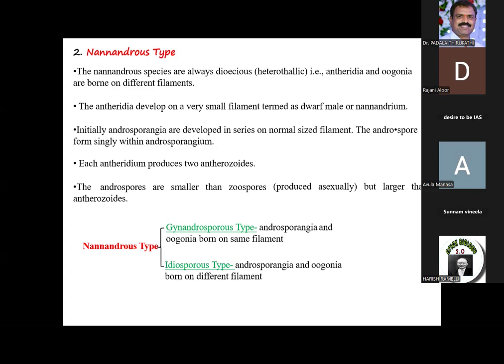What is the second one, Idiandrosporous? If androsporangia and oogonia are both formed on different plants, this is called Idiandrosporous. Oedogonium confertum is the best example. Both are very, very important. Madam, tell me the example for the idiandrosporous type. Confertum, C-O-N-F-E-R-T-U-M, confertum. Okay?